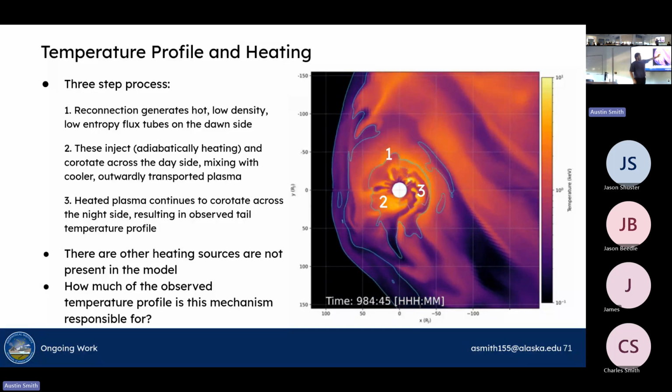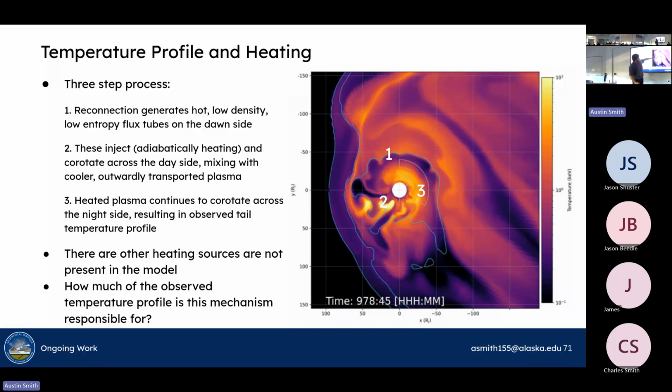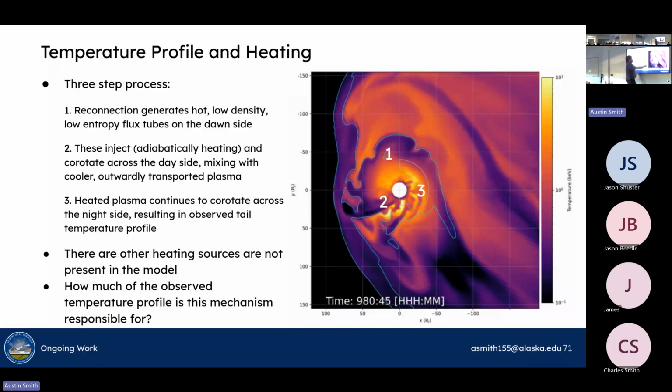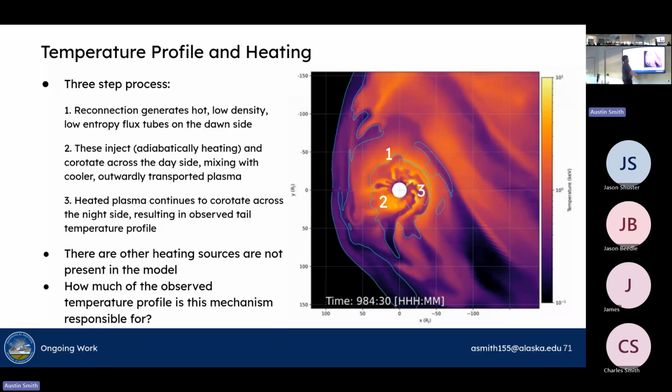But it starts further back here. You can kind of see there's some not as hot ones that happen, but they're all kind of starting from back in here.